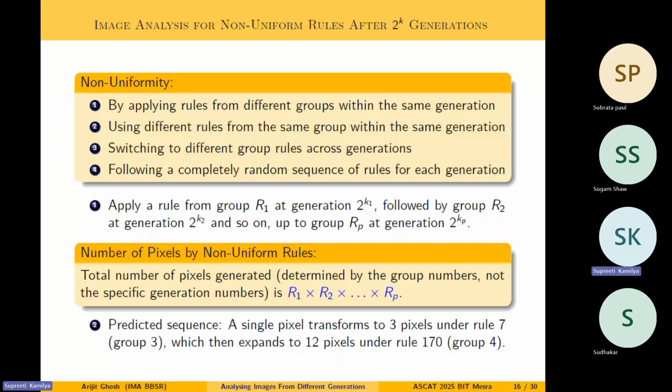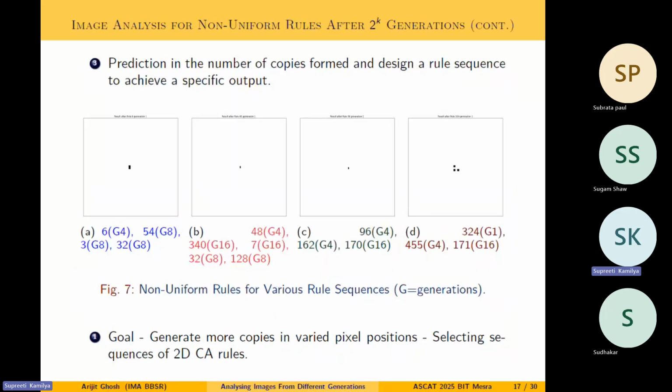We also say the total number of pixels formed with non-uniform rules is given by R1, R2, up to RP. What are R1, R2, RP? R1 is a rule from group R1. R1 is the group number, R2 is the group number. We have applied a rule.